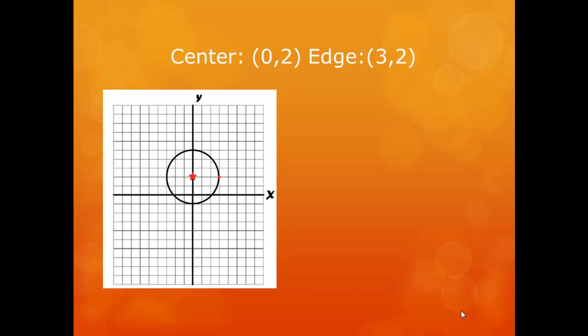To get an equation of the circle, we need to look at the standard equation, which is (x minus h) squared plus (y minus k) squared equals r squared, where h is the x coordinate of the center and k is the y coordinate of the center. So now we see that the radius is equal to 3, so the equation would be x squared plus (y minus 2) squared equals 9.